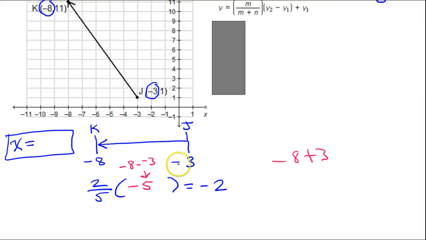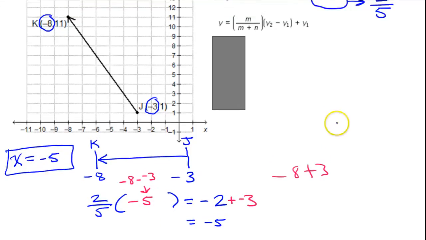So I'm going to take this -3 and I'm going to add it on. So I'm going to do plus -3. Okay, and that is going to give me the final answer. So that's going to give me -5. And that is the x-coordinate: -5.